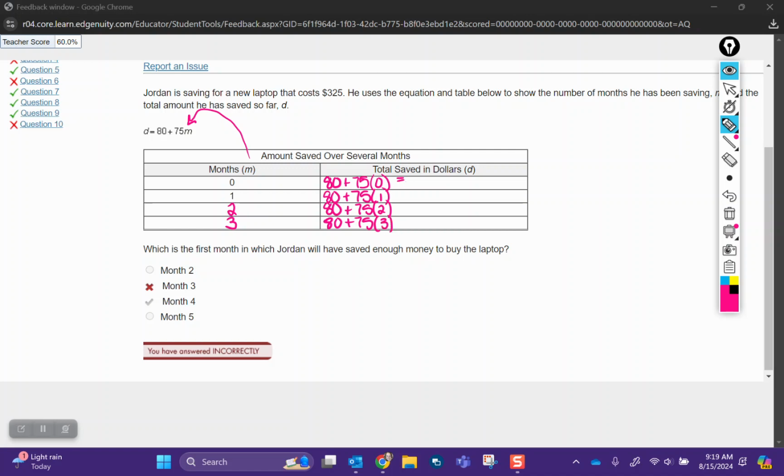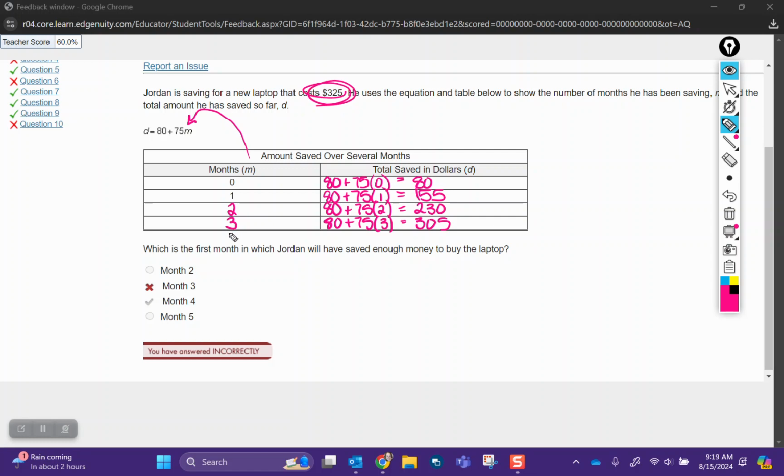So here, 75 times 0 is 0, so 80 plus 0 is 80. In the next one, 80 plus 75 is 155. 75 times 1 is 75, we have to do that first. In the next one, we do 75 times 2 and get 150. Add 80 to that, we get 230. 75 times 3 is 225, plus 80 is 305. So that's the answer you picked, but he has not saved, he's got to save 325.